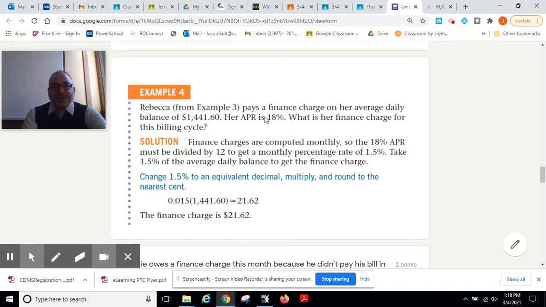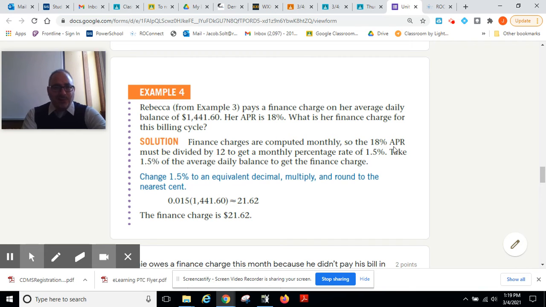Rebecca, from example 3, pays a finance charge on her average daily balance of $1,441.60. Her APR is 18%. What is her finance charge for the billing cycle? Here's how you go about solving this kind of question where they ask what the finance charge for the billing cycle is. Well, finance charges are computed monthly.